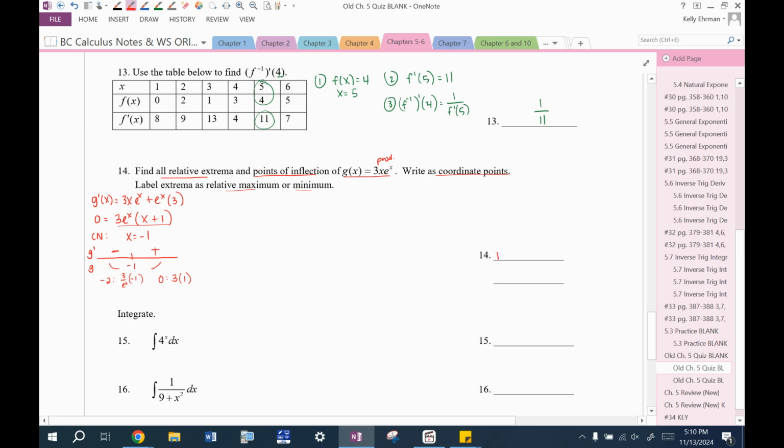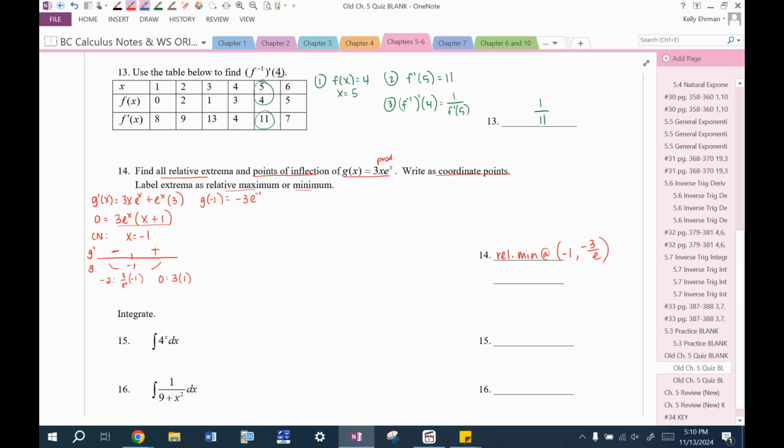So that means I know there's a relative min at negative 1, and then I haven't found the value yet. So what is g of negative 1? That's 3 times negative 1 times e to the negative 1. So negative 3 over e.